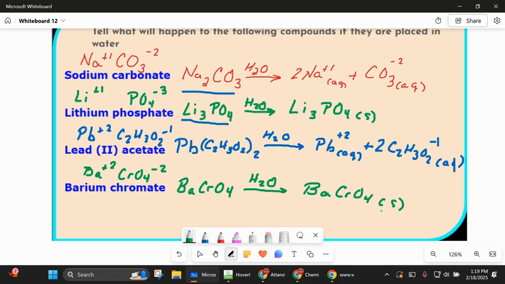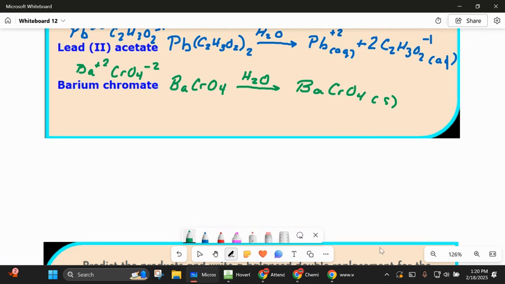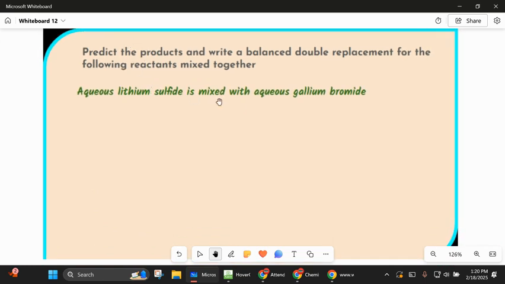Last problem for today, ladies and gentlemen, then I'm going to give you time to work on things. Here it is. Aqueous lithium sulfide is mixed with aqueous gallium bromide. I want you to write a double replacement reaction, and I want you to balance it if the reaction does in fact happen.